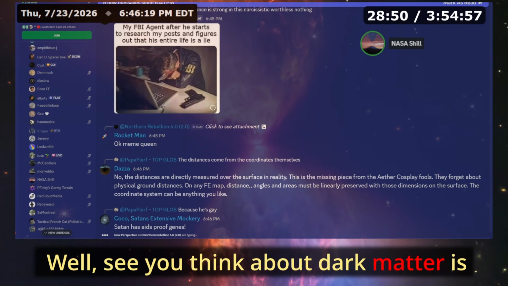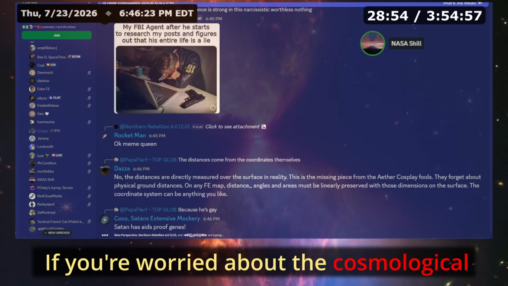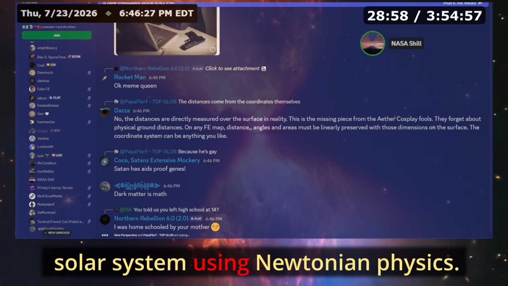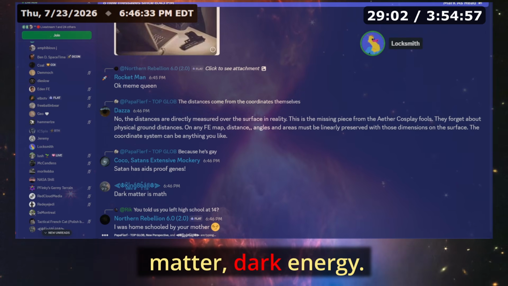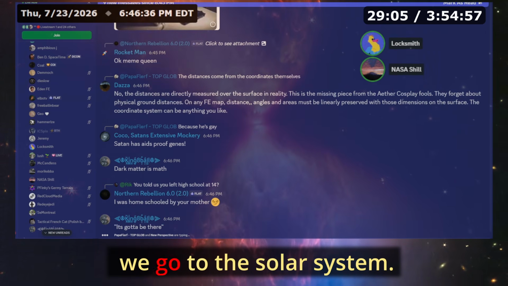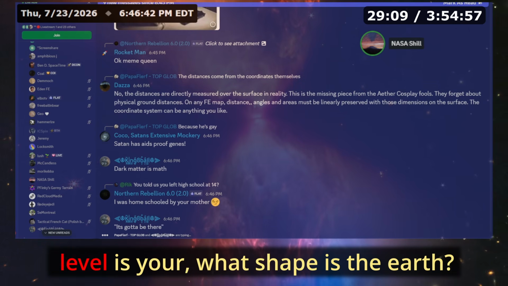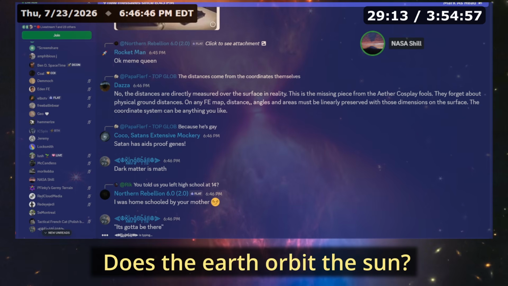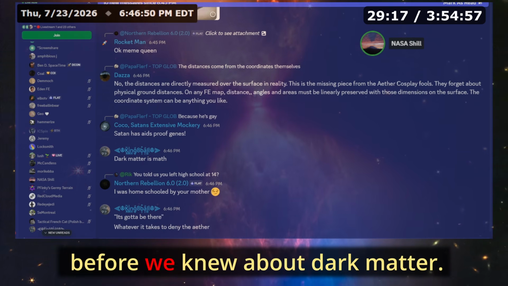Well, see, the thing about dark matter is it is interesting if you're worried about the cosmological level. We can send stuff all over the solar system using Newtonian physics. Even our own galaxy requires dark matter, dark energy. So it just disappears when we go to the solar system. Yeah, but they're not worried, generally, at this level, about what shape is the Earth? Does the moon orbit the Earth? Does the Earth orbit the sun? Independent of dark matter. We knew about it long before we knew about dark matter.